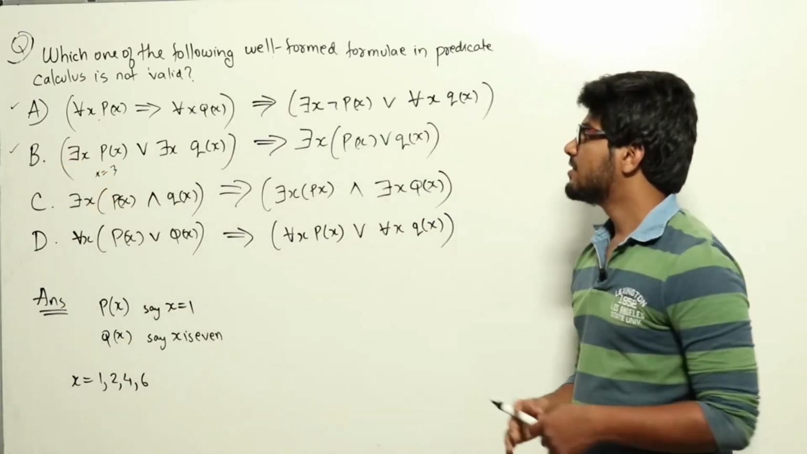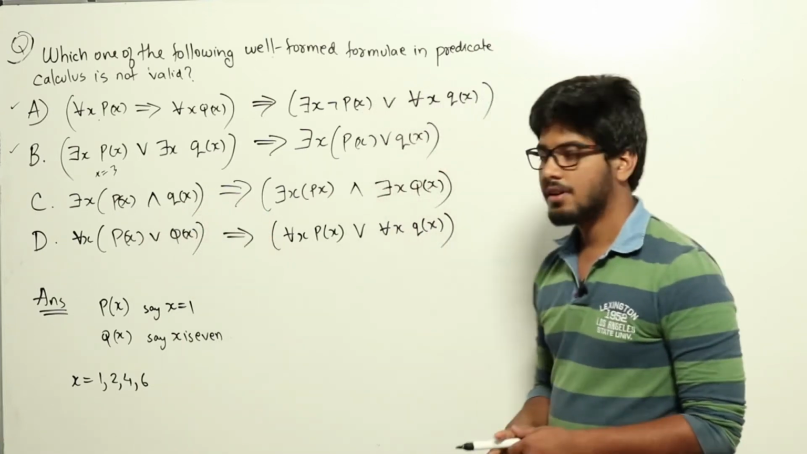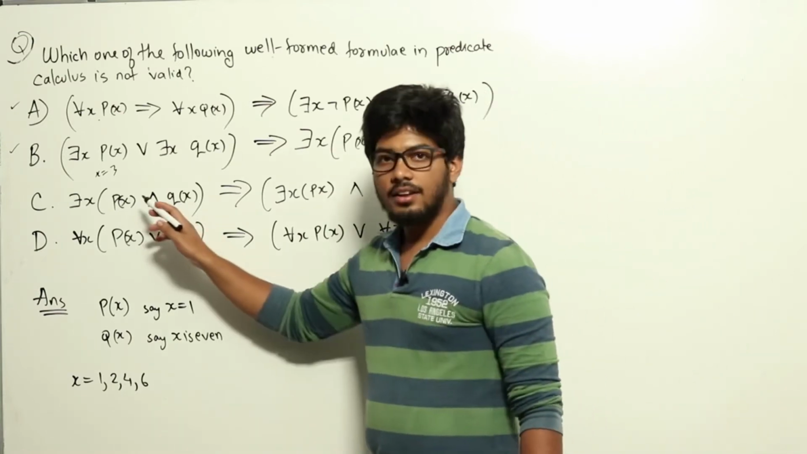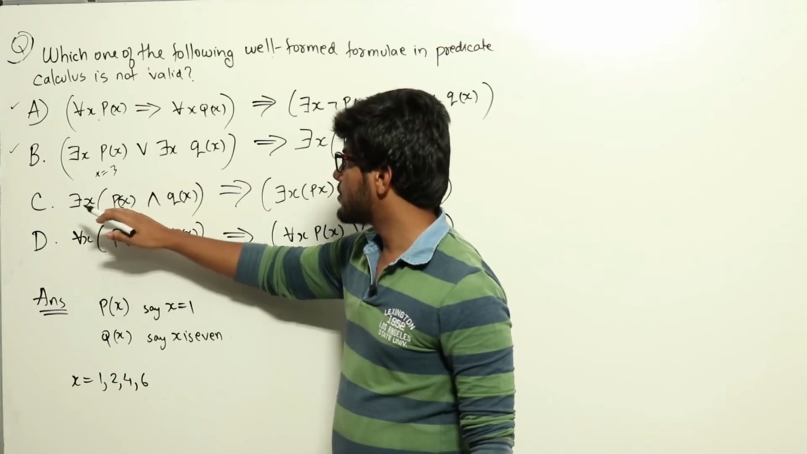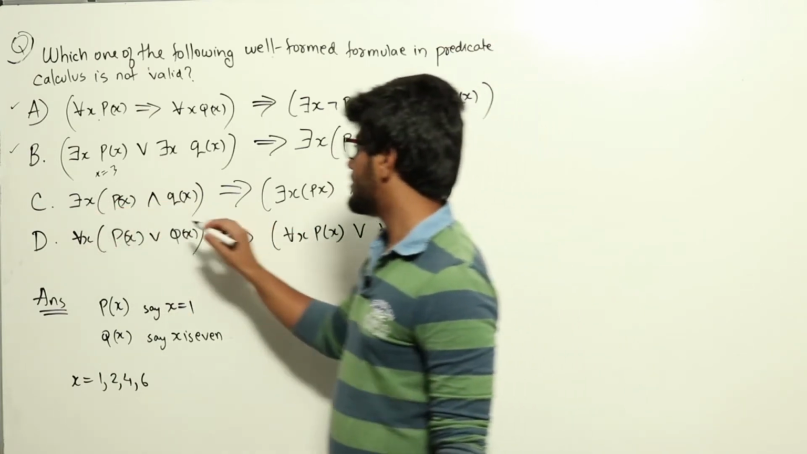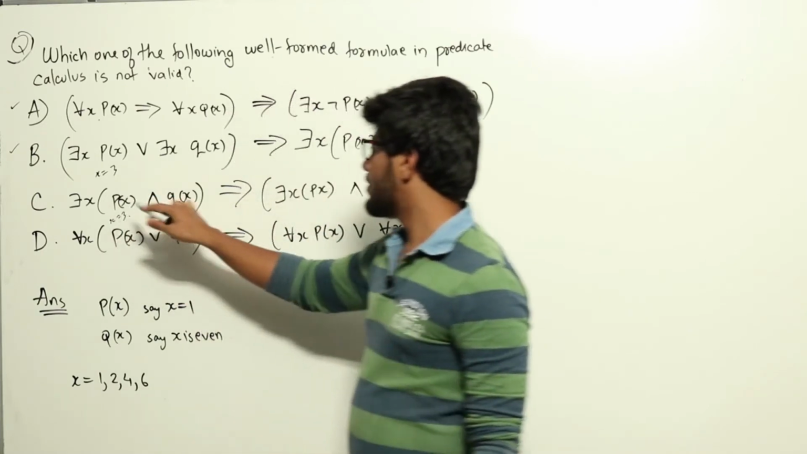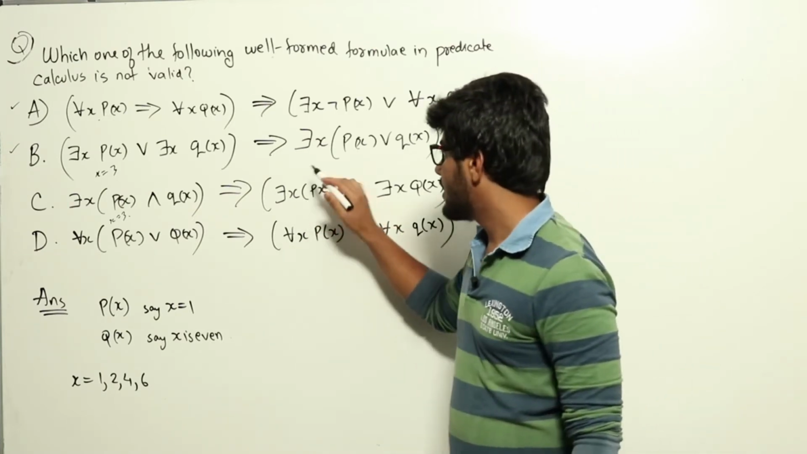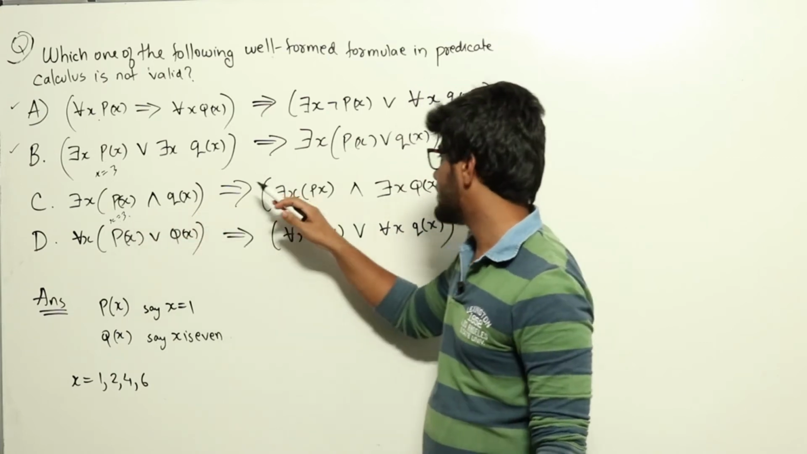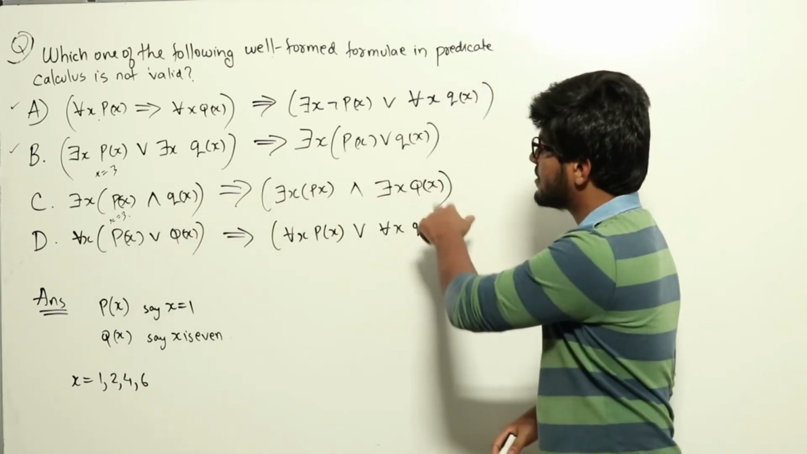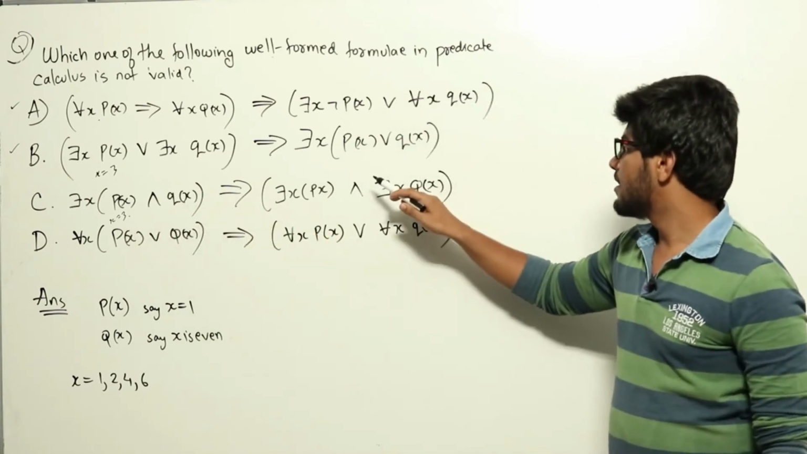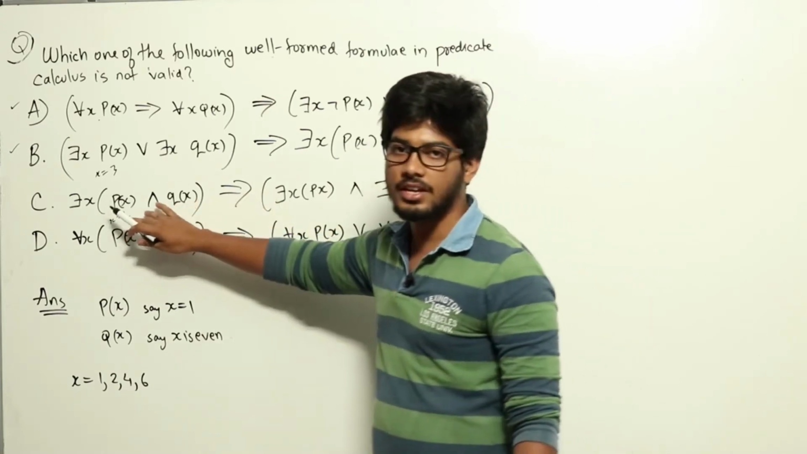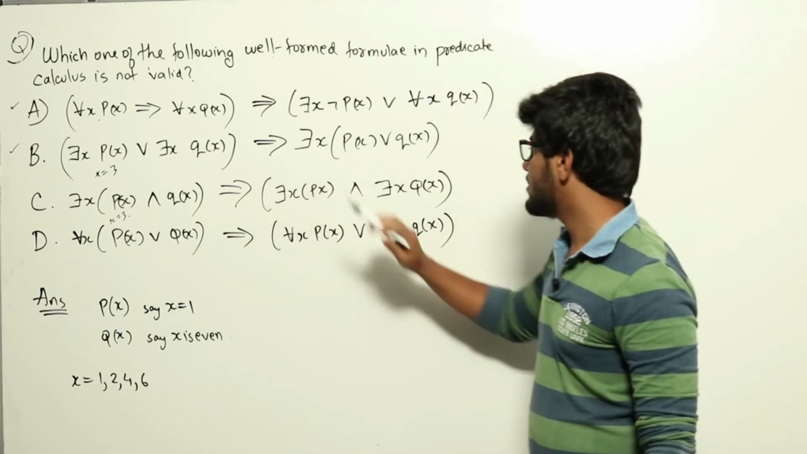Now looking at option C, there exists x such that p of x and q of x implies there exists x p of x and there exists x such that q of x. Here it is saying that there is at least one value of x for which both p of x and q of x are true. Let us say for x equal to 3, both p of x and q of x are true, which implies that there exists x with p of x true because at x equal to 3 we have this as true, and there exists x such that q of x is also true because at the same value x equal to 3 it holds. So this implication is also correct.